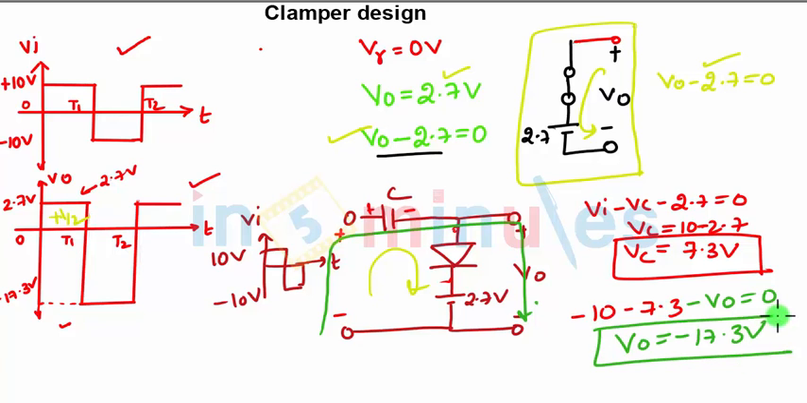So both the values of output voltage are satisfied by the circuit. We are getting VO as 2.7 and then VO as minus 17.3. This is how we have designed the circuit for the given output waveform.